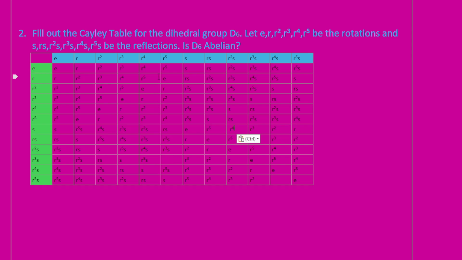This is our next box here. We have R to the fifth composed with R cubed S. Again, you can just observe the pattern here. That's going to be, we'll just copy and paste this so I won't have to type it, R to the fourth S. And then for the last one, which is right down here, we have R to the fourth S composed with R to the fifth S. Well, that's just going to be R. Okay, so this is our Cayley table filled out.